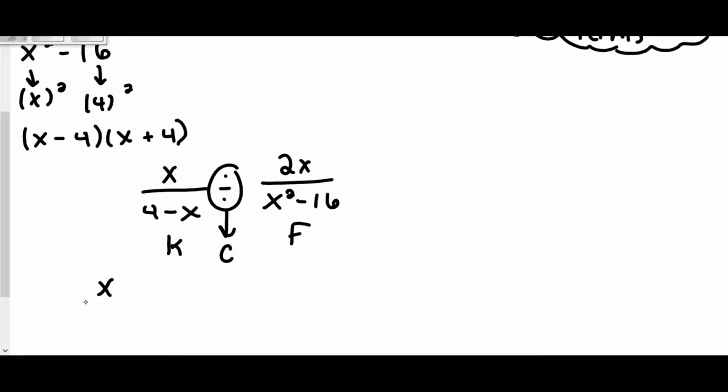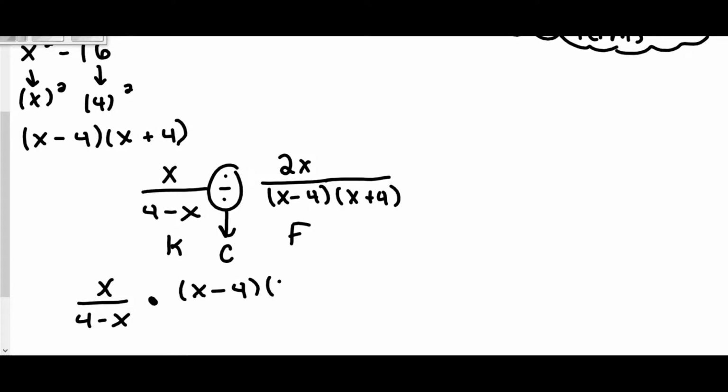So I keep my first rational expression in place. I change my operation to multiplication, and I flip my second fraction. So whatever is on the bottom, my x minus 4 times x plus 4, is going to be on the top, and whatever's on the top is going to be on the bottom.